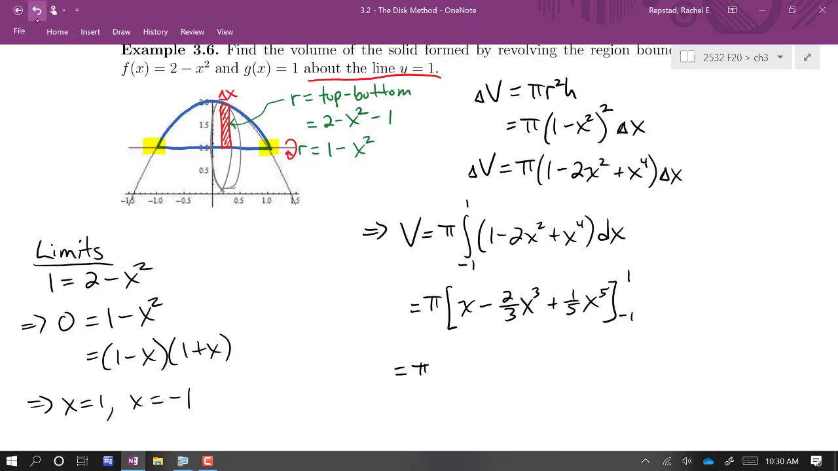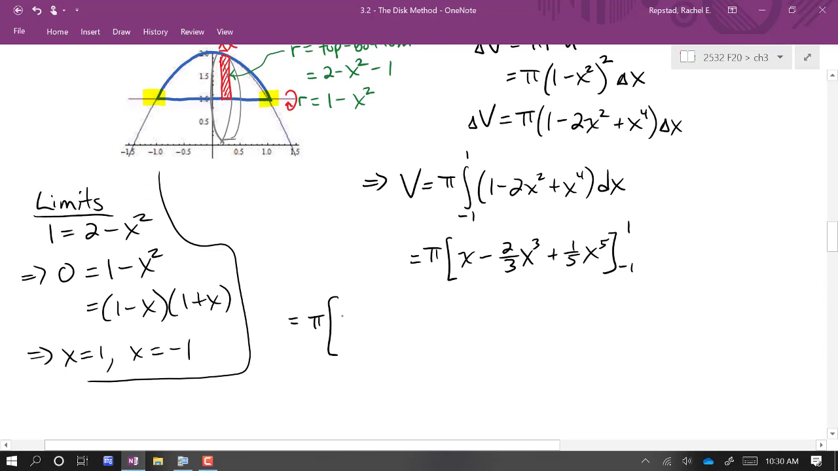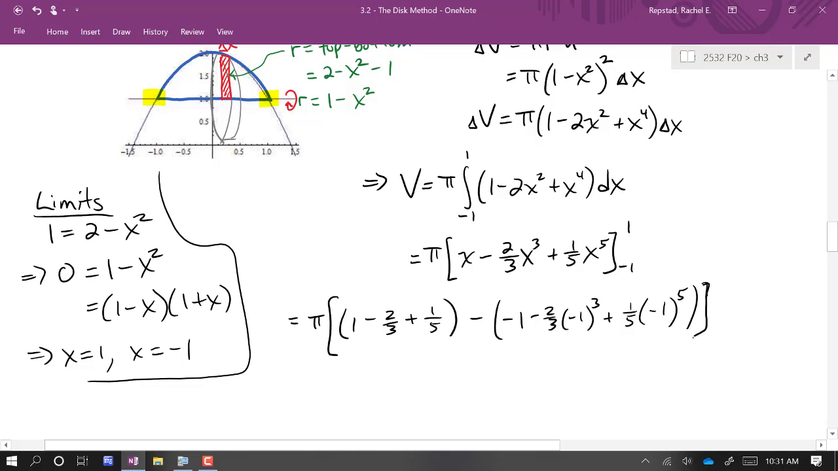Let's see, I'm going to give myself a little space here. Plugging in 1, we get 1 minus 2/3 plus 1/5, minus, and if I plug in -1, we get -1 minus 2/3 times -1 cubed plus 1/5 times -1 to the 5th. Be careful with your signs. It's easy to make sign errors here.